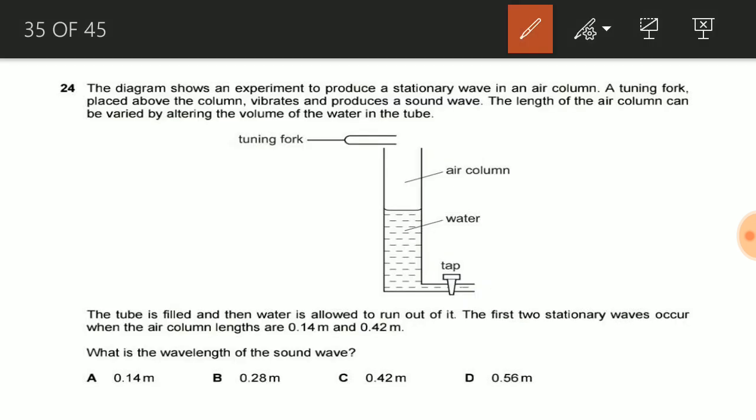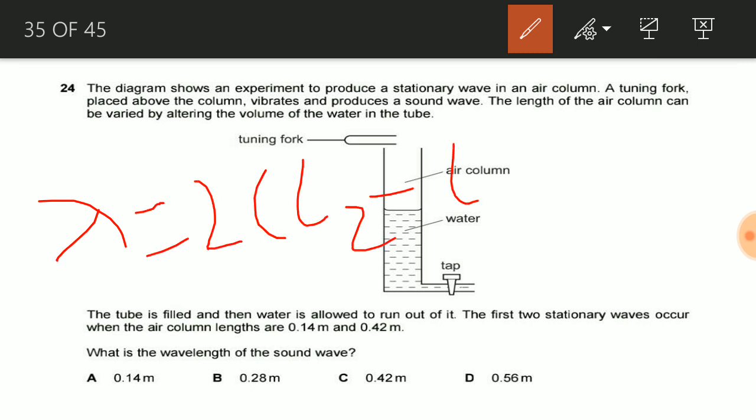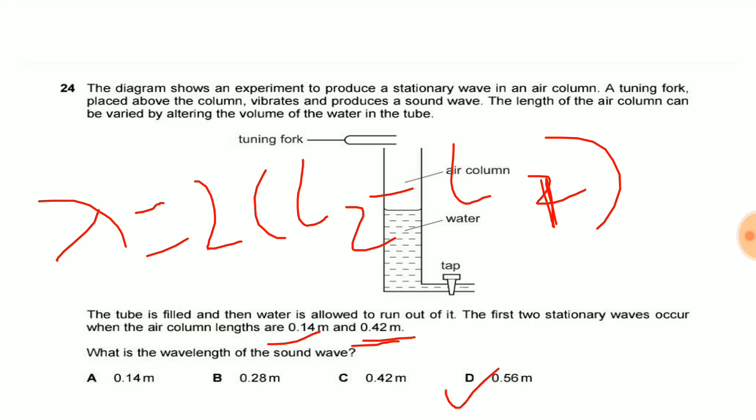Now question number 24. In this question, we have to use one formula. Wavelength is equal to 2 times L2 minus L1. L2 is the length of the second resonance, the greater length, and L1 is the shorter length, the length of the first resonance. L2 is 0.42. Then L1 is 0.14. On subtracting this, we will get 0.28, and 0.28 into 2 will give us 0.56. That is in option choice D. Option choice D is the correct answer for question number 24.